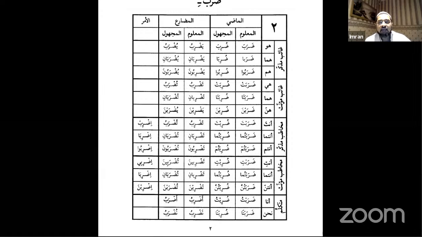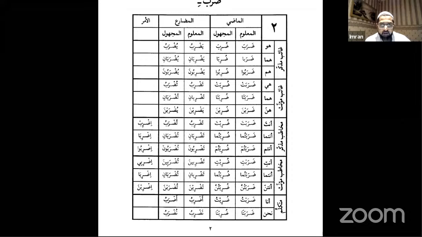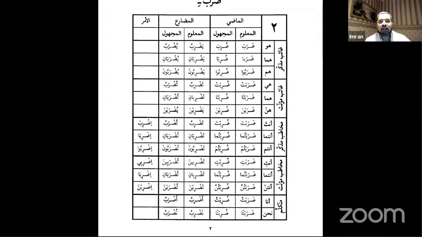So you could say qatala Yazid Imam Hussein, Yazid killed Imam Hussein. But if you want to just mention the name of Imam Hussein without mentioning the person who's najis, then you will say Qutila al-Husainu bi Karbala. Imam Hussein alayhi salam has been killed in Karbala.